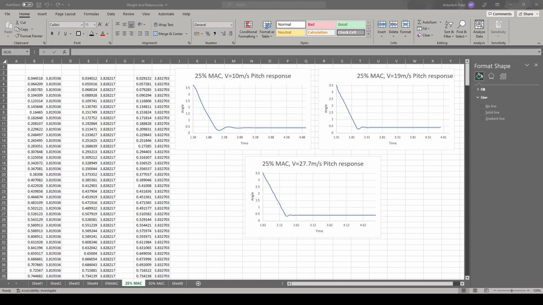This means for a given mean aerodynamic chord, as velocity increases, the response will get faster and faster. However, you don't want it to be too responsive, meaning that 25% mean aerodynamic chord is the most appropriate for this scenario.